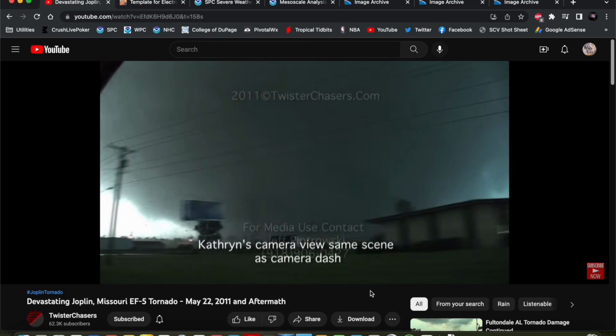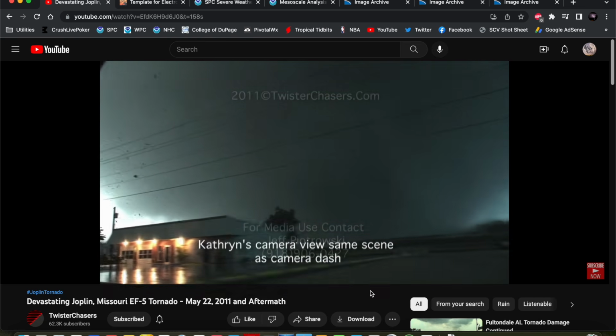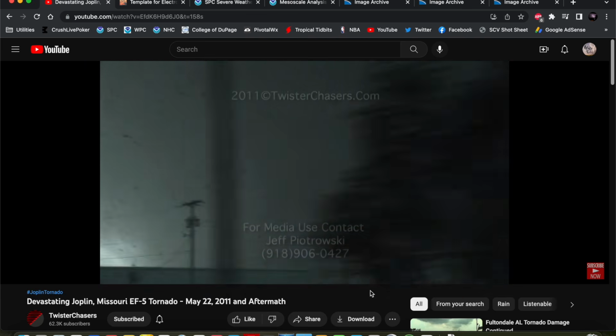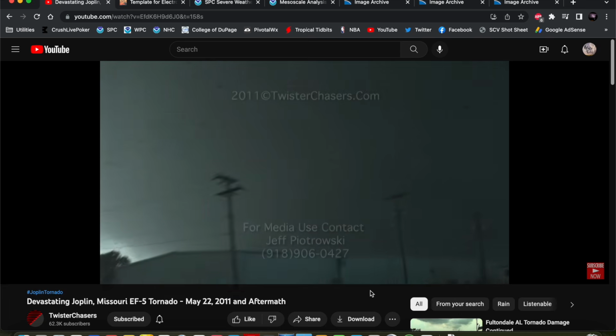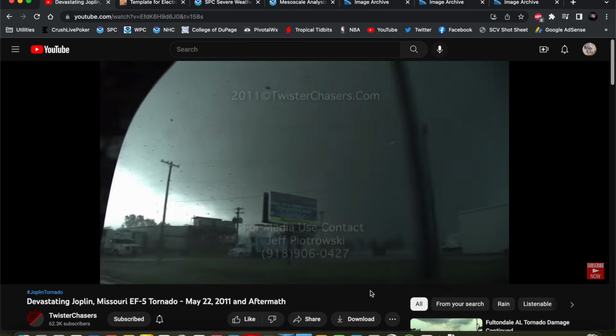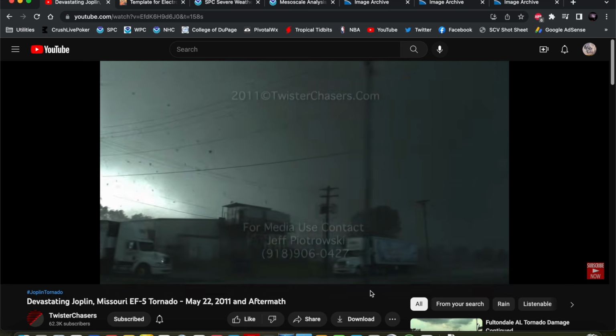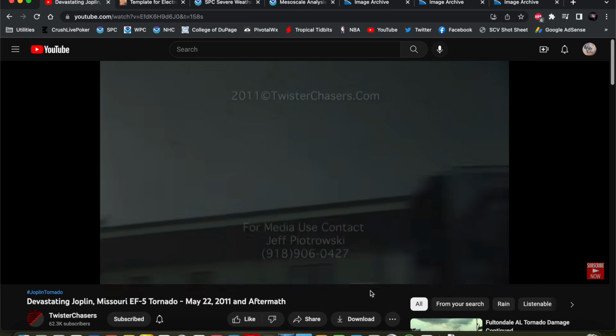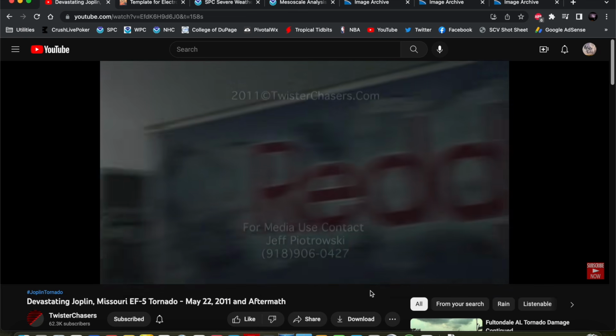We're going to talk about the destructive Joplin, Missouri EF-5 tornado from May 22nd, 2011. Some of the infamous footage from that event is showing on your screen here from Jeff and Kat Petrowski. This was a deadly tornado. This single tornado killed 158 people, making it the 7th deadliest in United States history and the deadliest since 1947.